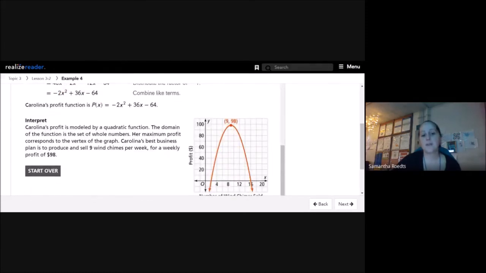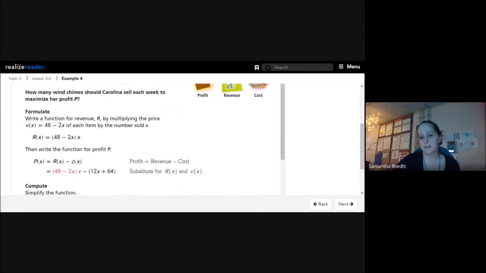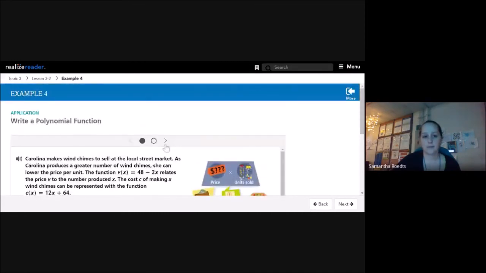So Carolina's profit is modeled by a quadratic function. The domain of the function is the set of whole numbers. Her maximum profit corresponds to the vertex of the graph. Carolina's best business plan is to produce and sell 9 wind chimes per week for a weekly profit of $98.